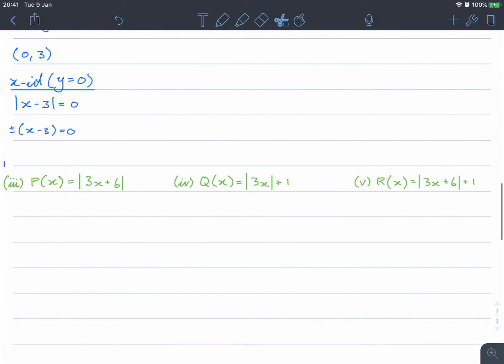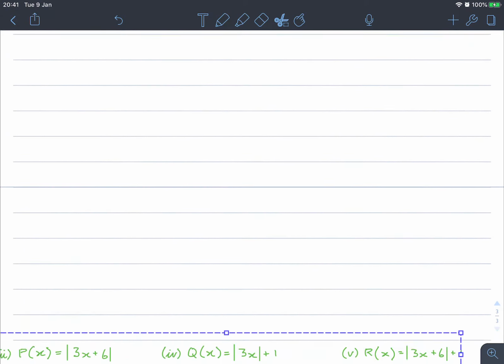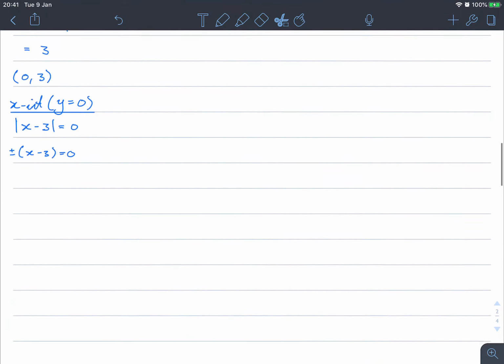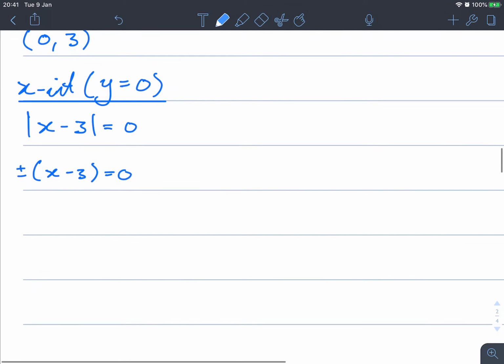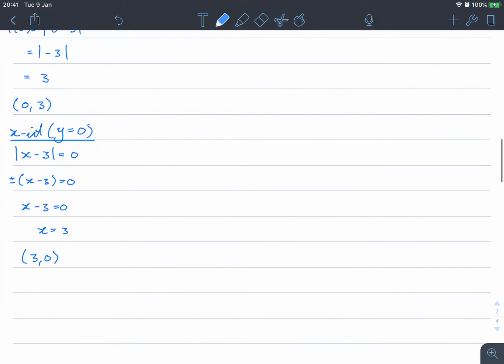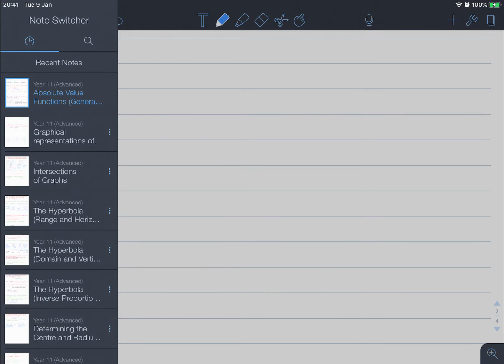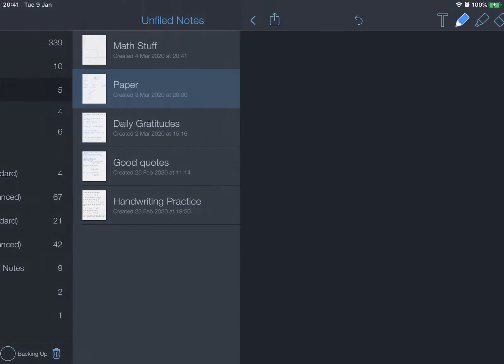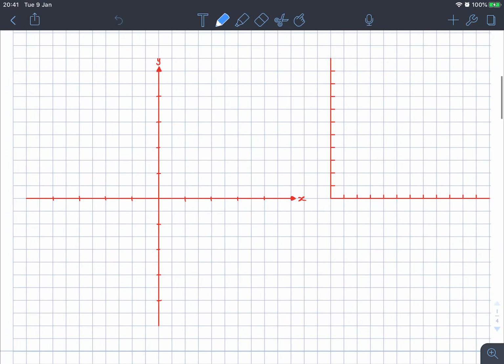Actually, hang on, let me make some more space for myself. Hope we can see that even if we take the positive or minus, we will get x minus 3 is equal to 0. x equals positive 3. So my x-intercept is at 3, 0. Graphing this out, let me just grab a coordinate plane here.